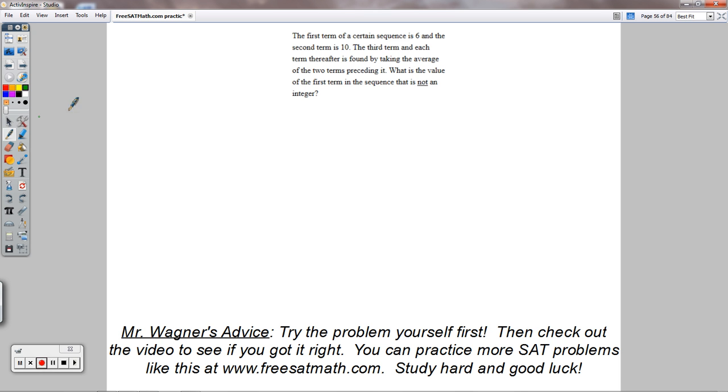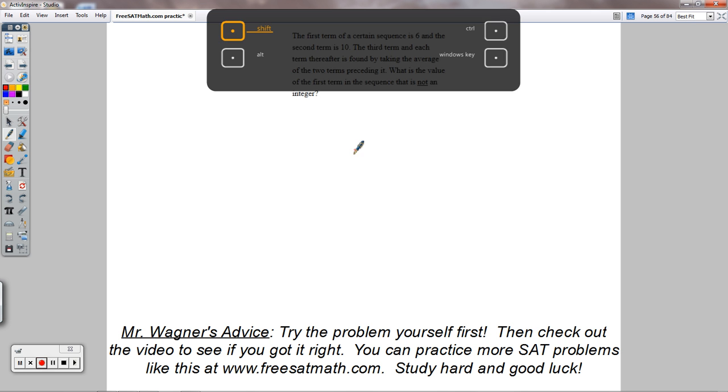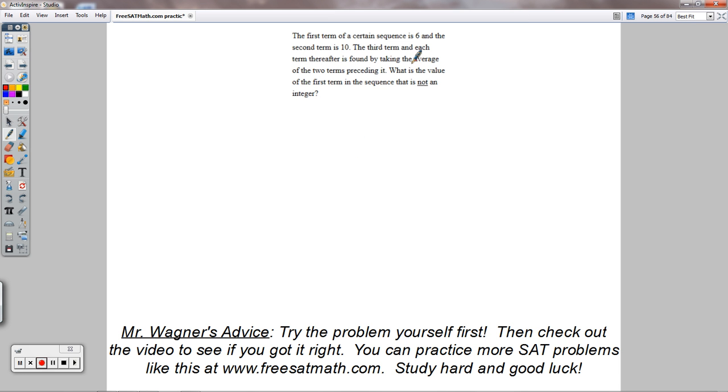Time for SAT Math practice question number 56. It says: the first term of a certain sequence is 6, and the second term is 10. The third term, and each term thereafter, is found by taking the average of the two terms preceding it. What is the value of the first term in the sequence that is not an integer?